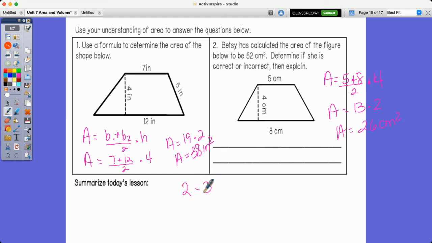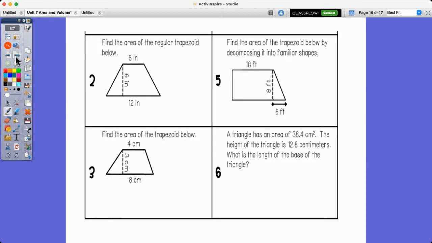Okay, I need 2 to 3 sentences for your summary. Then you're going to practice by doing these 4 problems. These are on the next page. I want to see what you guys can do if you can find the area of your trapezoid.